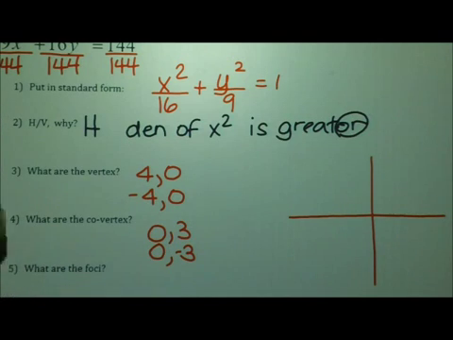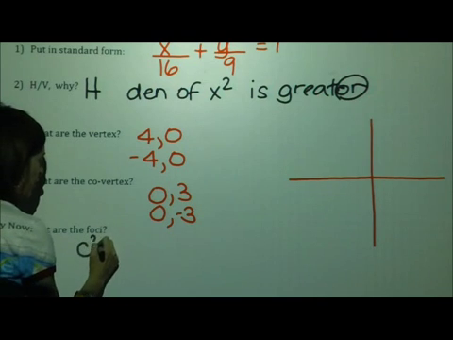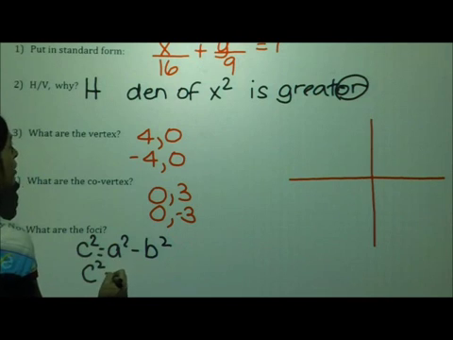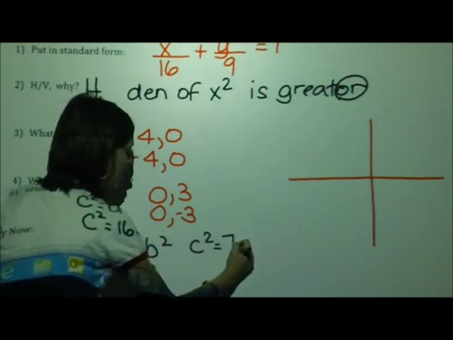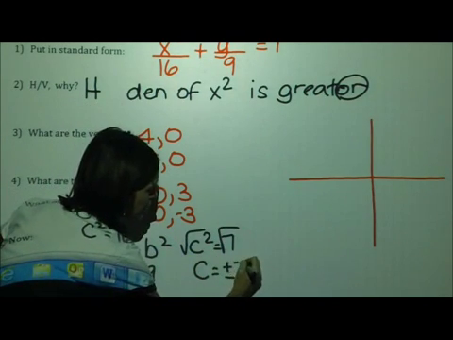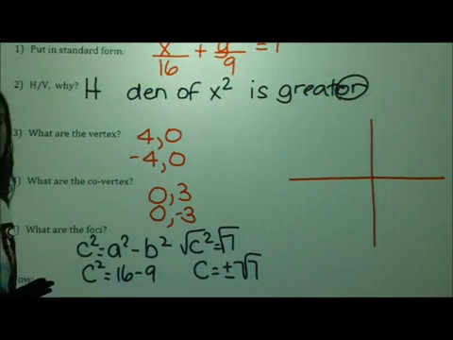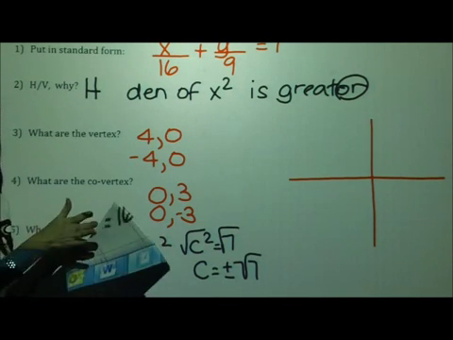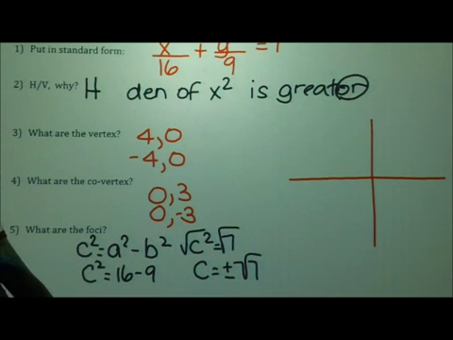What are my foci? Again, for my foci, we do c squared equals a squared minus b squared. So c squared equals 16 minus 9. C squared then equals 7. Take the square root of both sides. So c is going to equal plus or minus root 7. So be careful, I don't want you to forget, whenever we take the square root of both sides, we're always going to consider that plus or minus. And I know some of you were starting to forget that, but that is something we've talked about the entire school year, okay? All right, so then we plot our points.